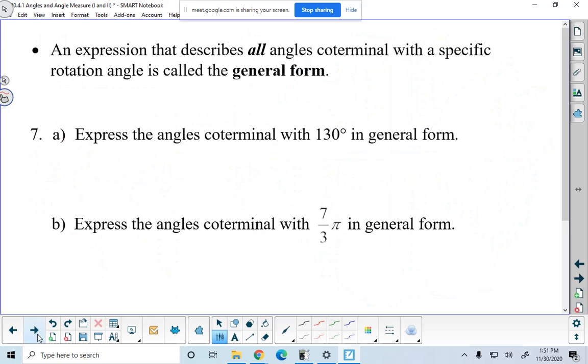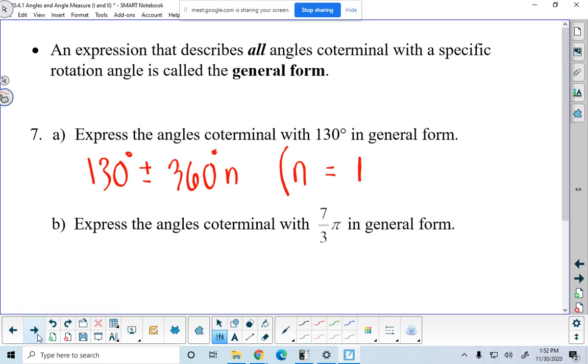So what we say is a general expression for all of the coterminal angles would simply be to say 130 degrees in this example here, plus or minus 360 degrees times n. Now n can't just be any number. N has to be a natural number. It can be 1 or 2 or 3 or 4 or 5. And we signify that by using the symbol for the natural number set, which is capital N.